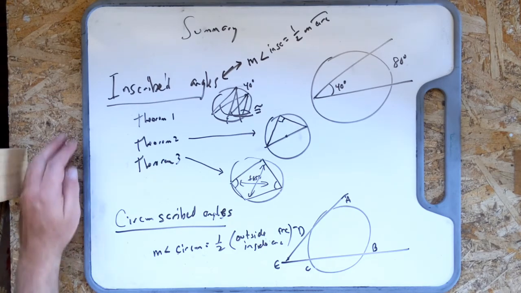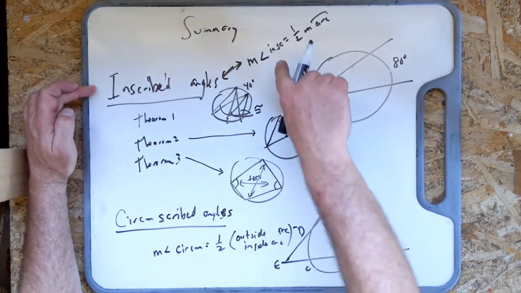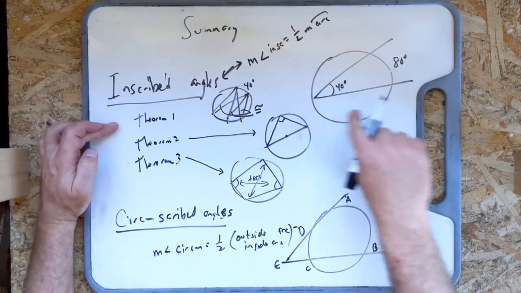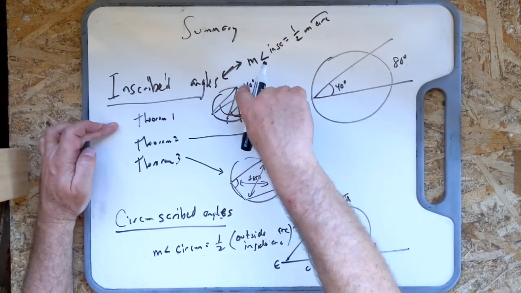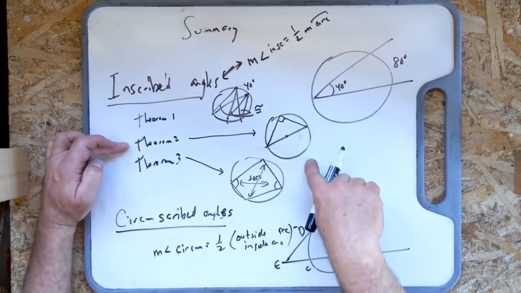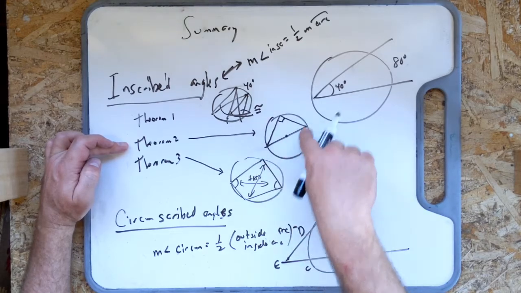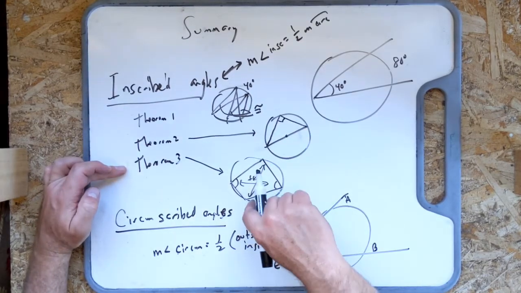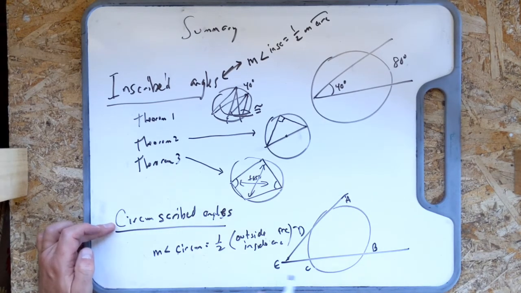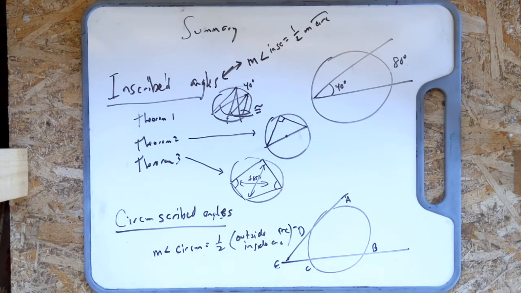A little messy summary, but let me go through it again. Inscribed angles, the measure of an inscribed angle is 1/2 of the arc. That's what I drew over here. Theorem 1 says if I have an arc, I can put angles off of it in any direction, and their inscribed angles are all the same. Theorem 2 says if I put a right triangle inside there, this is the diameter. Theorem 3 says the angles across in an inscribed quadrilateral are supplementary. Circumscribed angle says the measure of an angle outside is 1/2 the outside arc minus the inside arc.